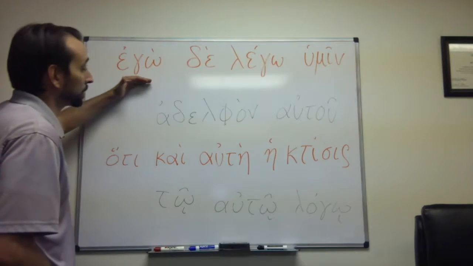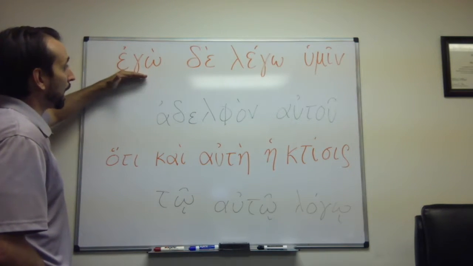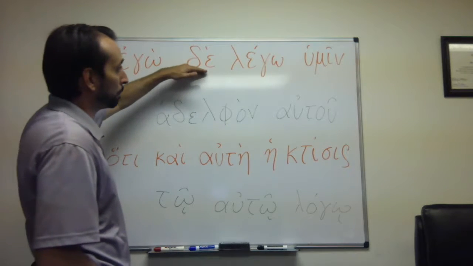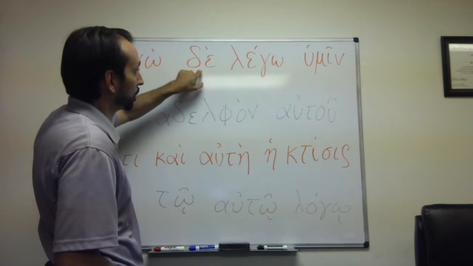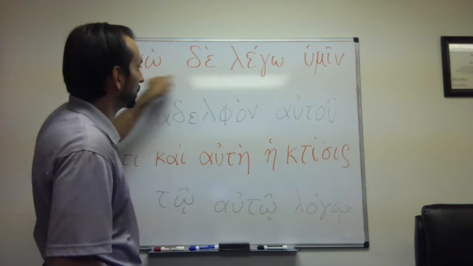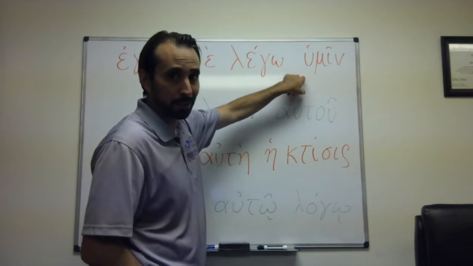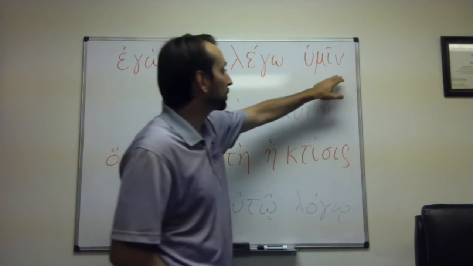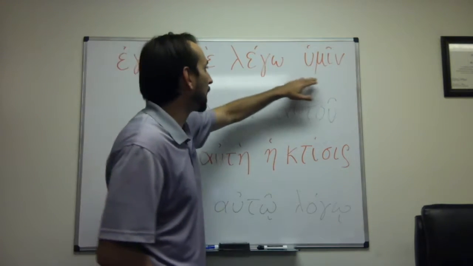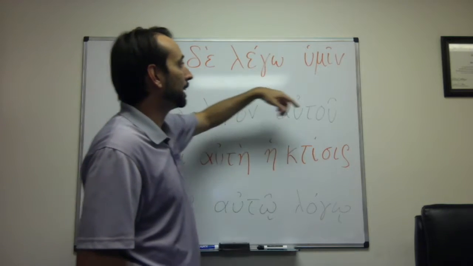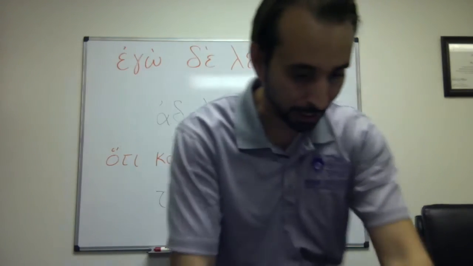Let me give you this example. This is an example he gives. This is ego, the pronoun for I, and de, or but. Notice the conjunction de, which is always post-positive. It always comes second in the sentence. Lego humin. So you get this accusative ending because it's the object of lego. I say to you.